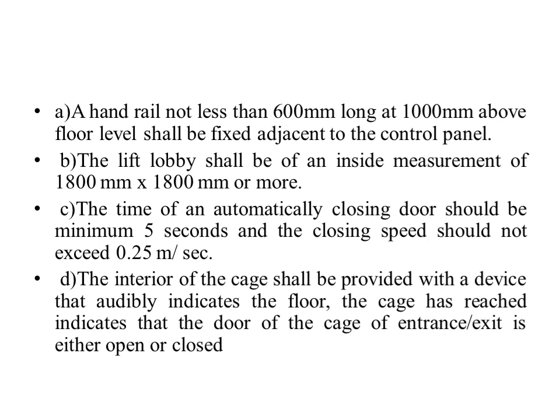The time of an automatically closing door should be minimum 5 seconds and the closing speed should not exceed 0.25 meter per second. Then the interior of the cage shall be provided with a device that audibly indicates the floor the cage has reached, and indicates that the door of the cage entrance/exit is either open or closed.